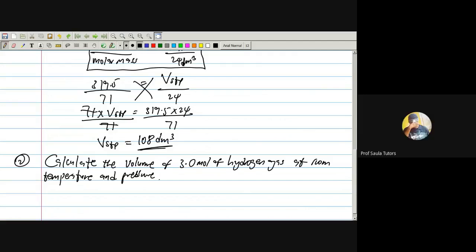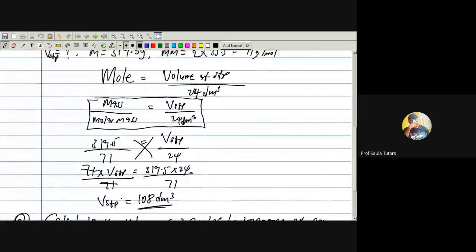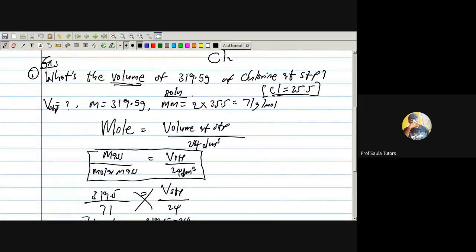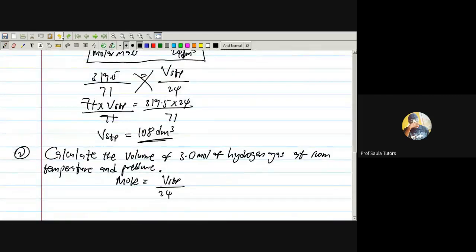So let's go. This is our question. So what do we do? Don't forget, mole is equal to volume at STP divided by 24 dm cubed, right? Yes, sir. Good. And don't forget, they give us mass. Do I have to change this to mass over molar mass? Let me tell you why. Because they gave me mass in this question. But here they just gave me mole, so I don't have to change it to mass over molar mass. I'll just waste my time. They gave me mole already.